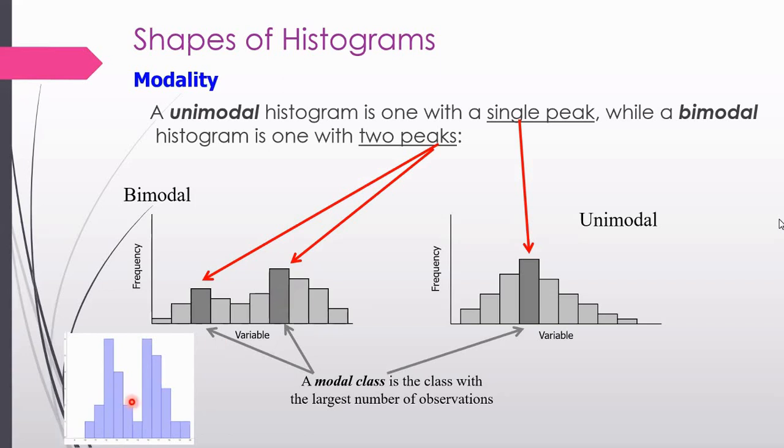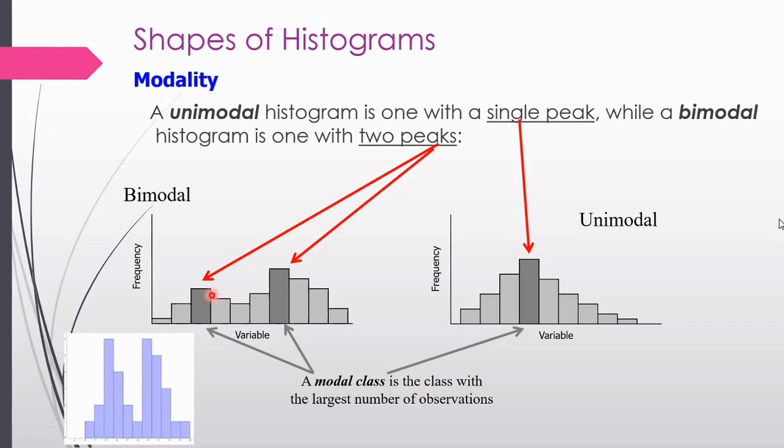This histogram also has two peaks. Look at here, it increases and then decreases. Again, it increases and then decreases. So there are two peaks here. Now, it is called a bimodal histogram. A histogram with two peaks is called a bimodal histogram.